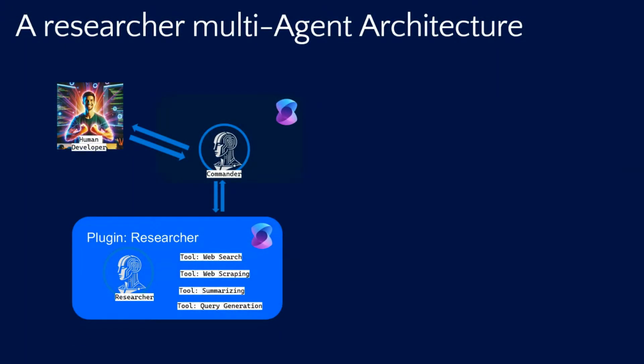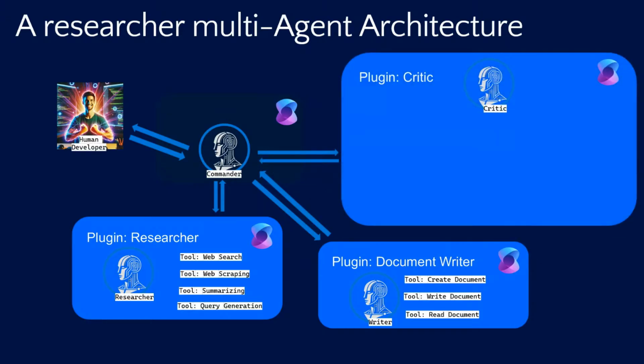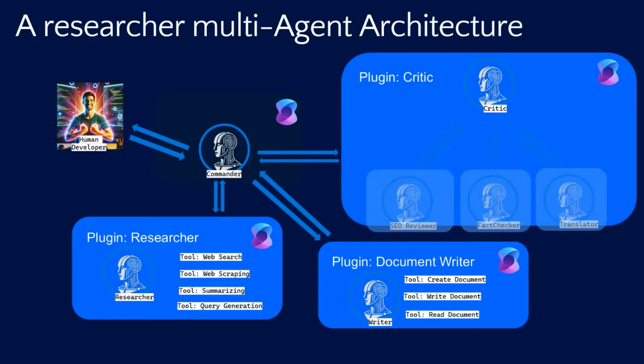So on my side, following up with what Carlota said, these connected agents give a lot of power. For example, here, what we're seeing is a researcher multi-agent architecture, which can be done in Semantic Kernel, but can be done with any other. We could use an agent from Azure AI Foundry, right? In this case, I have one embedded in a plugin, a researcher, which has web search, scraping, summarizing, query generation. Then we have a document writer to create a document, write a document, read a document. And then we have a critic.